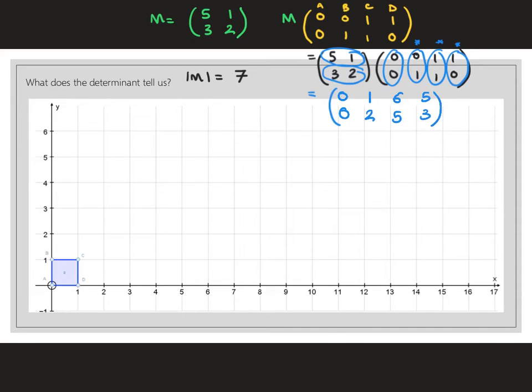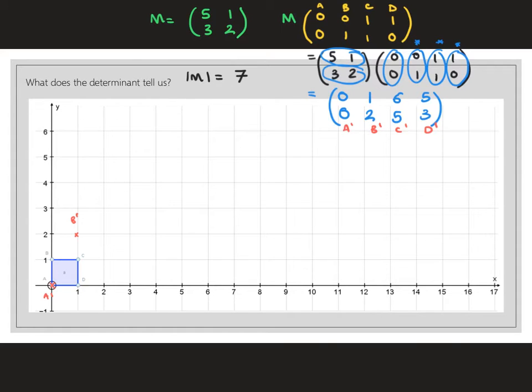And these are the image coordinates. So this would be A dash, B dash, C dash, D dash, the image of each of the object coordinates under the transformation represented by M. And we're going to plot these. Now, A dash remains exactly where A is, so no change there. B dash is now 1, 2, so that's this point here.